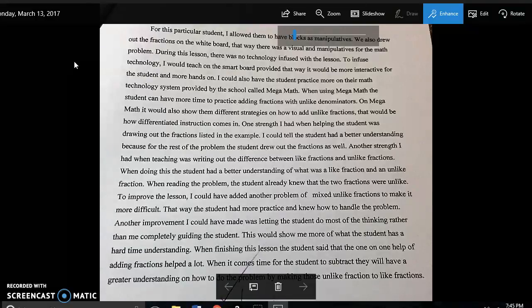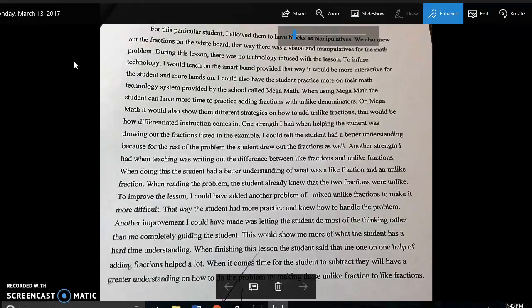During this lesson as well, I did not use technology at all. But if I were to use technology, I would have the students use what they call MegaMath, which is what they use in their school system. That way they can have more visuals, and they can play games to make it more fun for them, because when you turn something into a game, it clicks better for students.